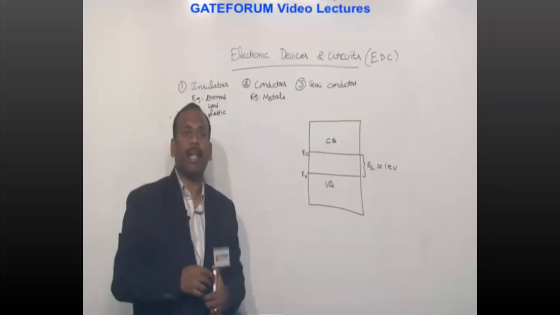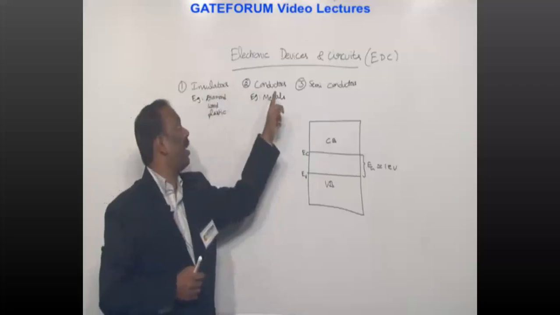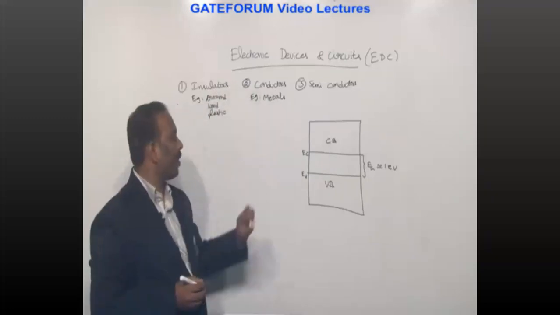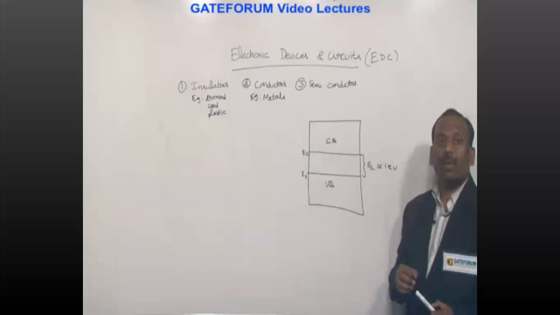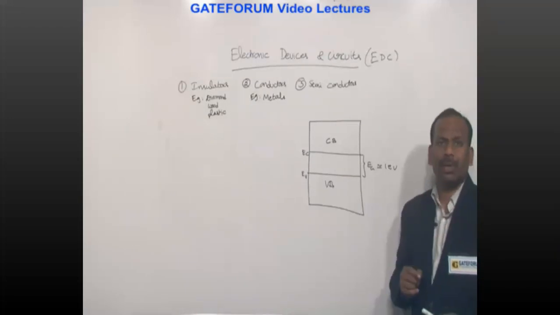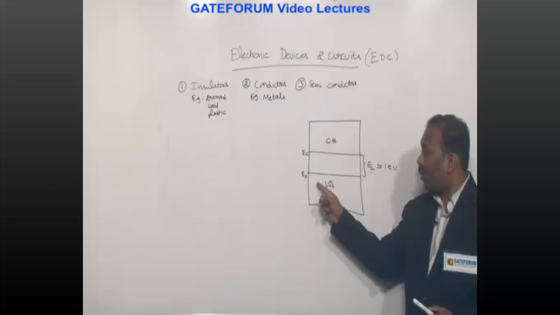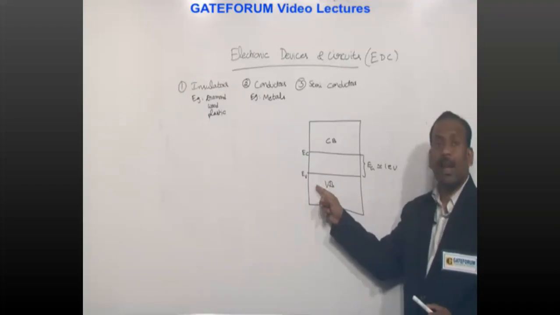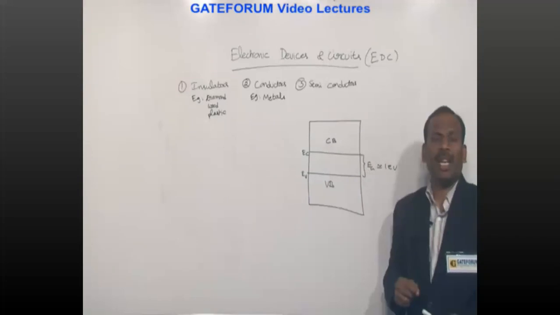Whose conductivity lies between insulators and conductors? Okay, now this Eg equals around 1 electron volt. What is the meaning of this 1 electron volt? The amount of energy required by the valence electron to move from the valence band to the conduction band is only 1 electron volt.